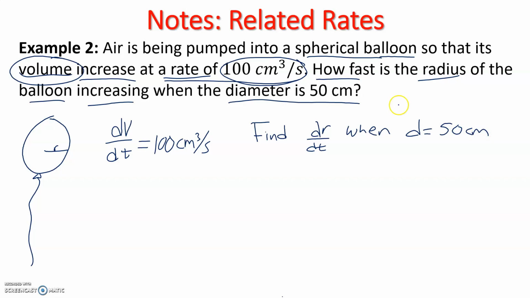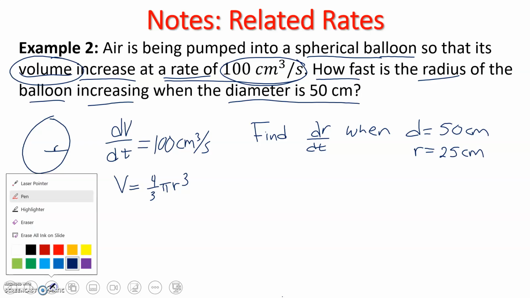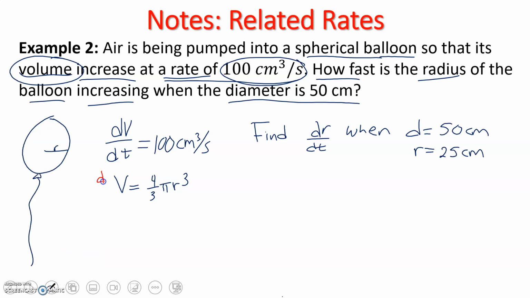Now note over here we have the radius. We know that if the diameter is 50, then the radius is half of that. So we're going to account for that. The radius is 25. So what we need is a formula for the volume of a sphere. We know that the volume of a sphere is given by the formula 4/3 pi r cubed. So 4/3 pi r cubed. Now, note, if you have this on the AP test, they do give away the formulas, so you don't have to have them memorized. Let's go ahead and find the derivative with respect to time.